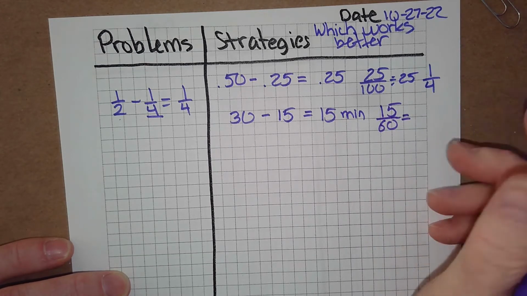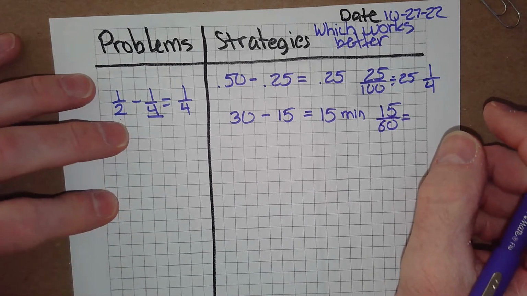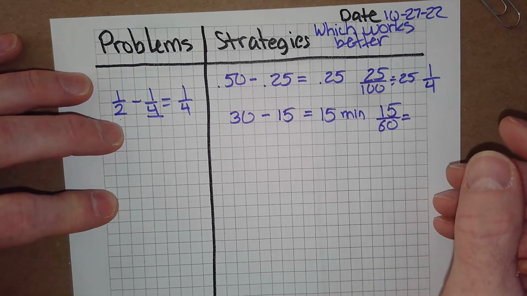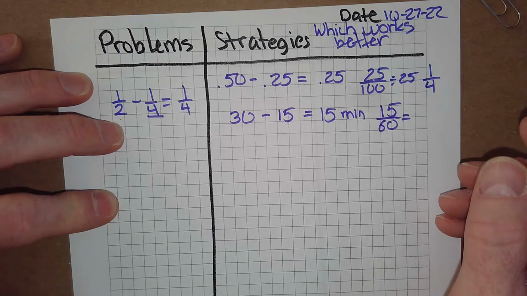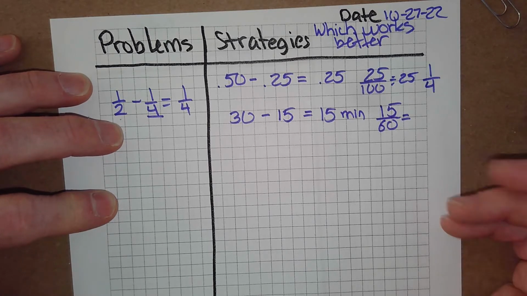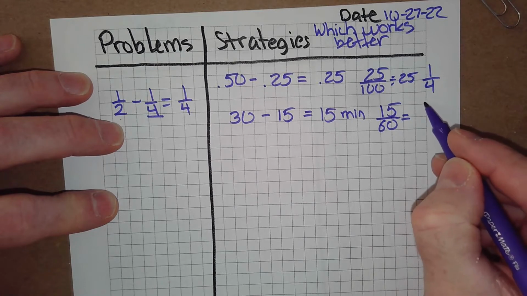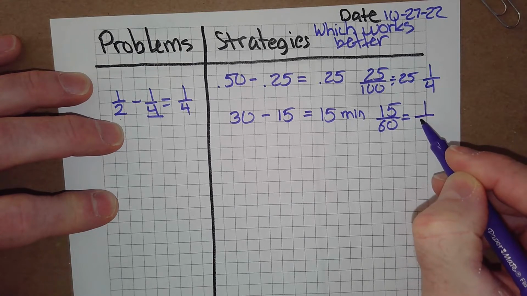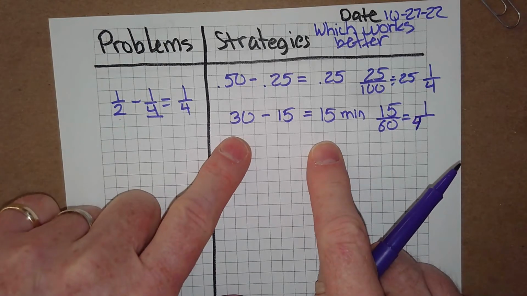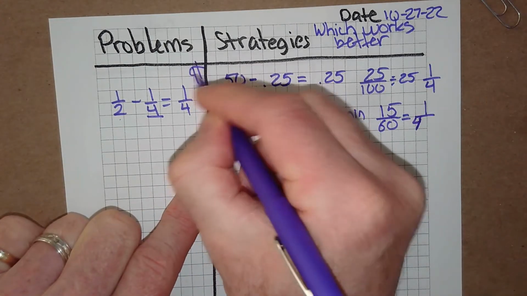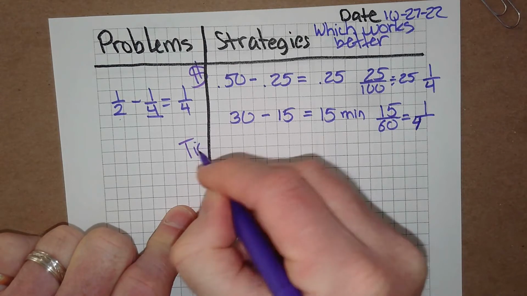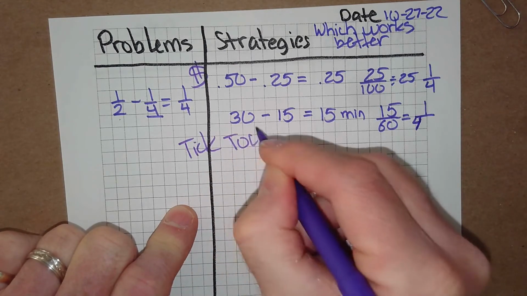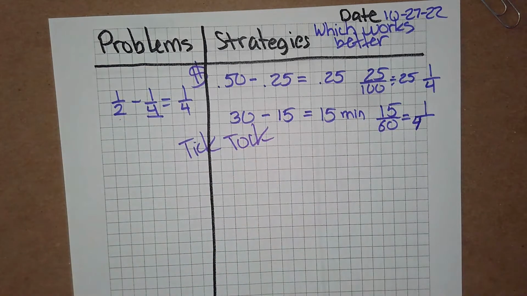What fits into 15 and 60 equally? It does, but there's something bigger. Yep. 15 divided by 15 is 1, and 15 fits in there 4 times. So both models work, the money and the clock. Sometimes they both work.